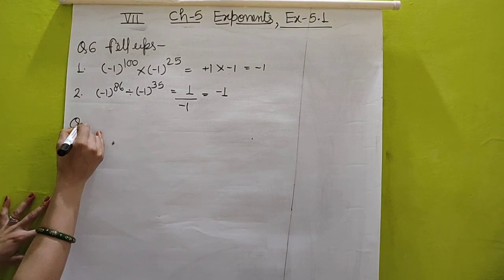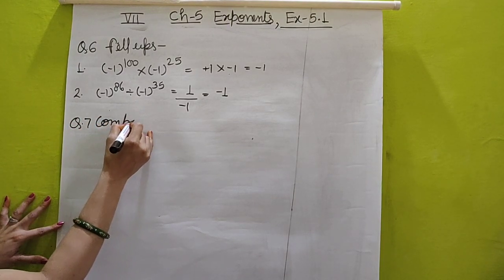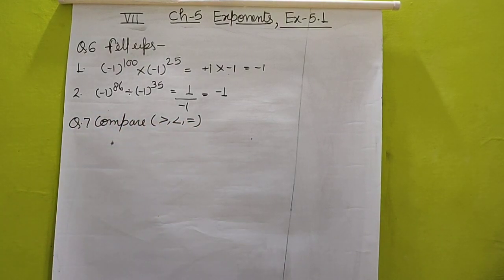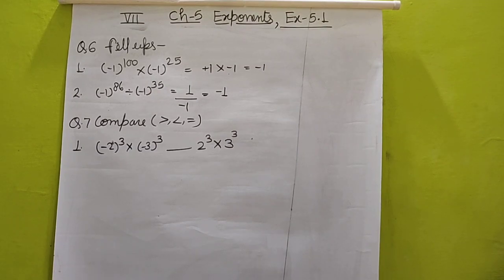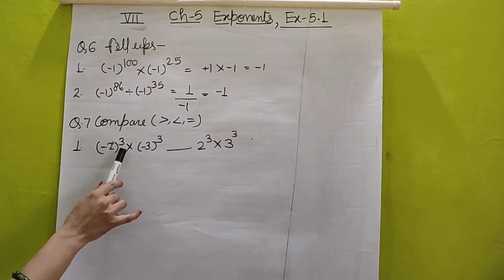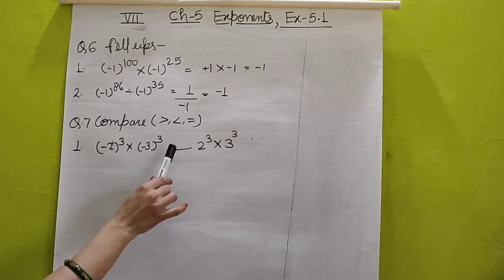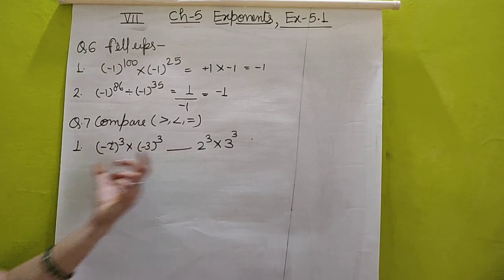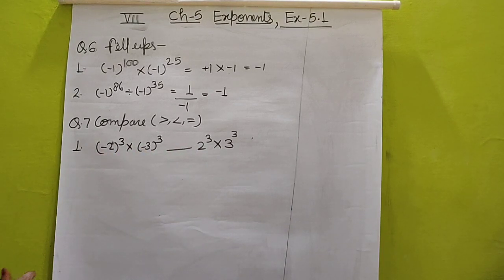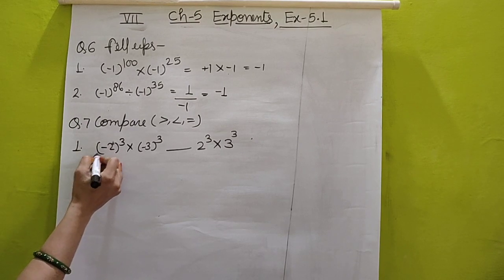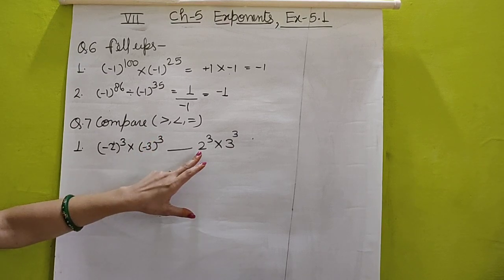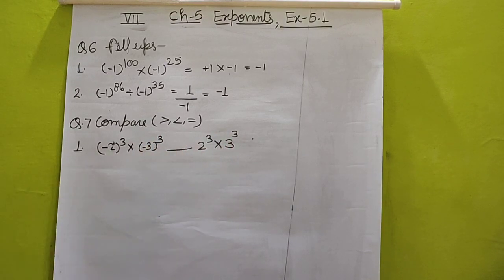Now students, question number 7, this is compare. Here, students, we are to compare using greater than, less than or equal to. Now part 1 of question number 7. Part 1 is minus 2 power 3 multiply minus 3 power 3, and 2 power 3 multiply 3 power 3. Students, here numbers are same, powers are same, only signs are different. So here this minus with minus 2 we can cancel out with this minus. So 2 raised to power 3, 3 raised to power 3, again 2 raised to power 3, 3 raised to power 3, both will be equal.